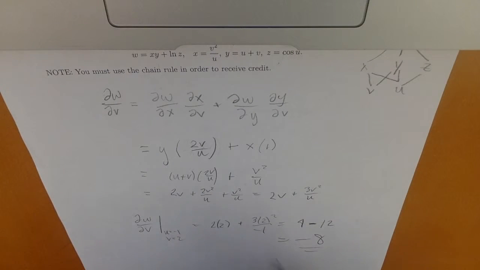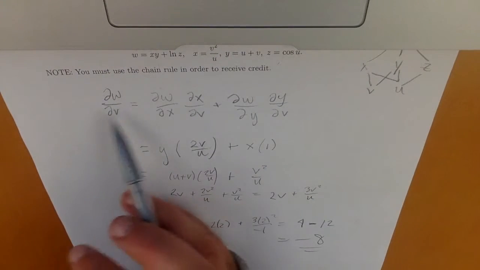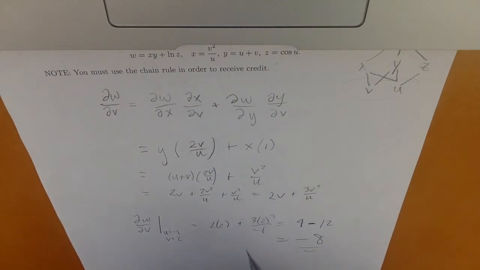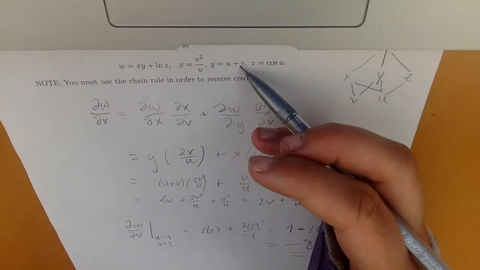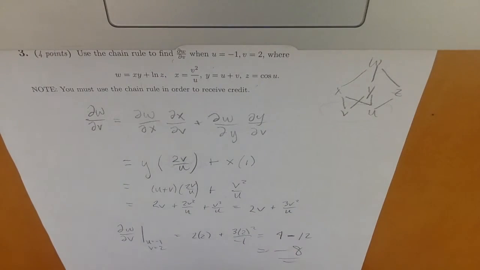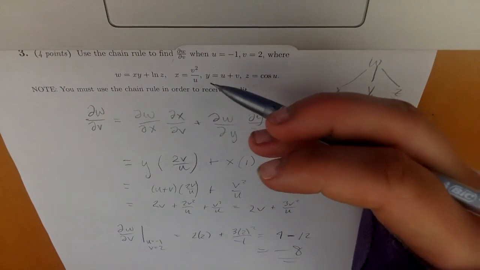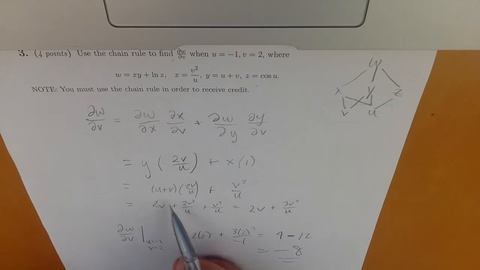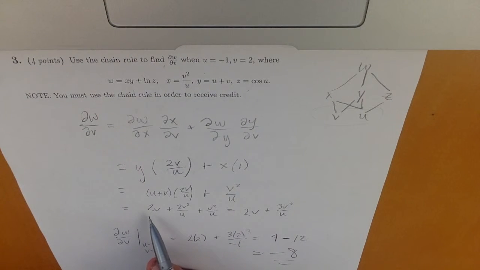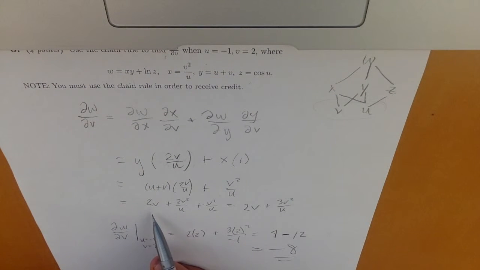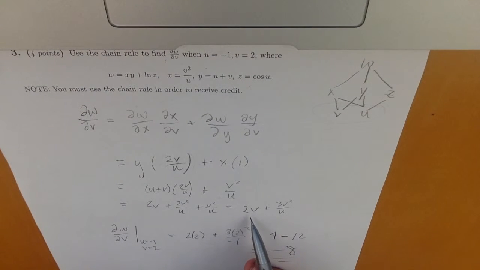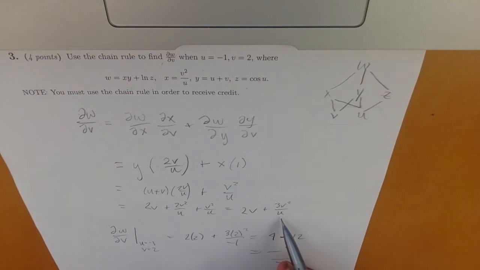Now we want this to be in terms of u and v, since we're taking the partial with respect to v. We want things to be in terms of this layer. So now y is u plus v, so we plug that in for y. We keep our 2v over u, that's still in terms of v and u. X is v squared over u, so the whole thing we get is u plus v times 2v over u plus v squared over u. So when we multiply that out, we get 2v plus 2v squared over u plus v squared over u, which ends up being 2v plus 3v squared over u.